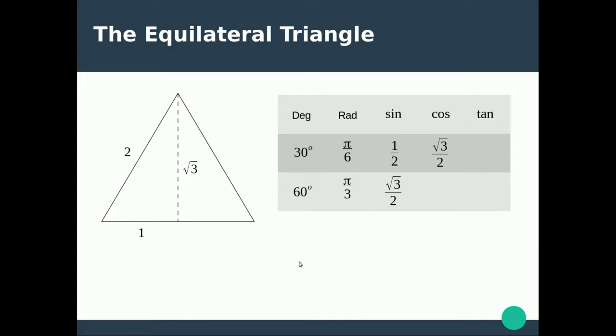Cosine of 30 degrees, well, that's going to be here, adjacent over hypotenuse, root 3 over 2. And then for 60 degrees, or pi by 3, it's going to be a half in the same way. For tan, well, tan of 30 degrees is going to be the opposite over the adjacent, which is 1 over root 3. And if we want to put that in surd form, we multiply the top and bottom by root 3, and we'd have root 3 over 3. And then if we want tan of 60 degrees, starting here, it's root 3 over 1, which is just a straight root 3.